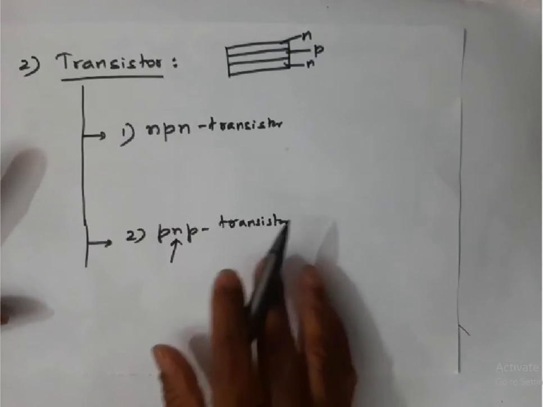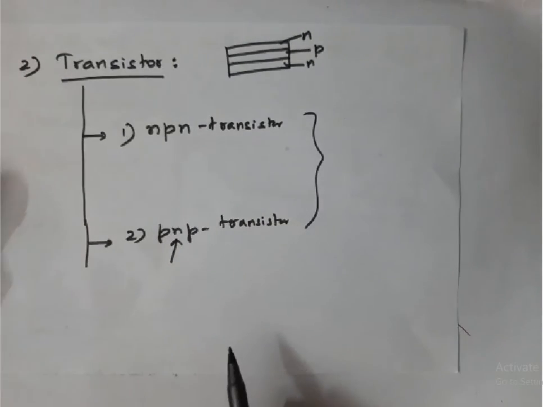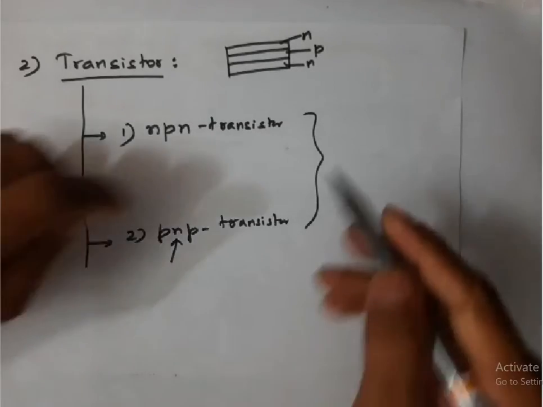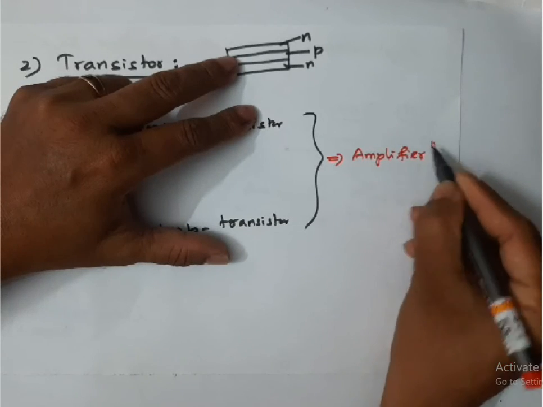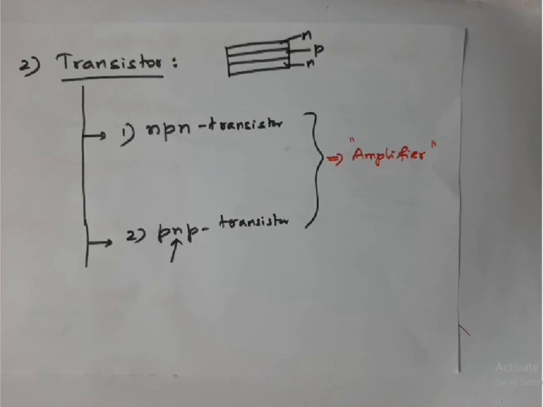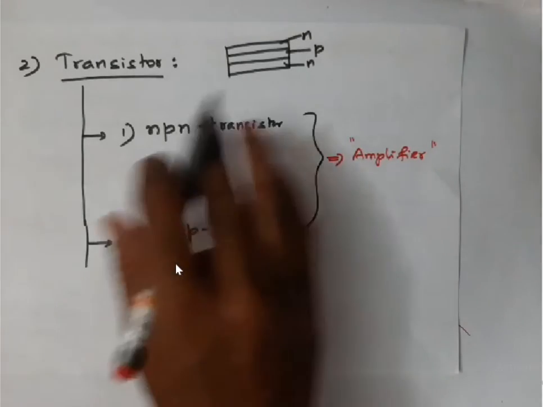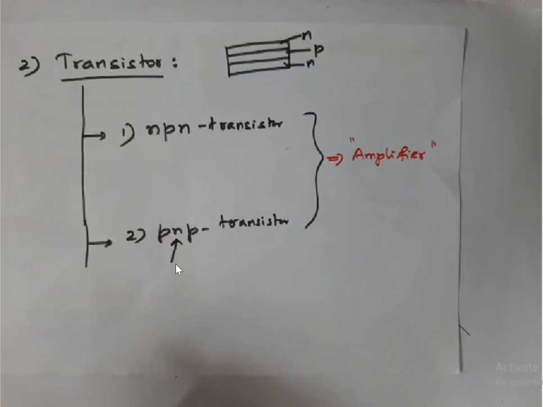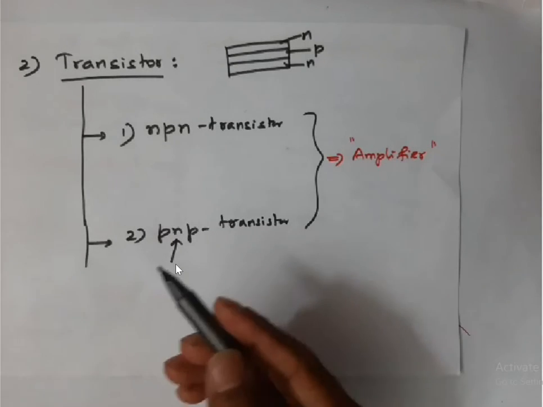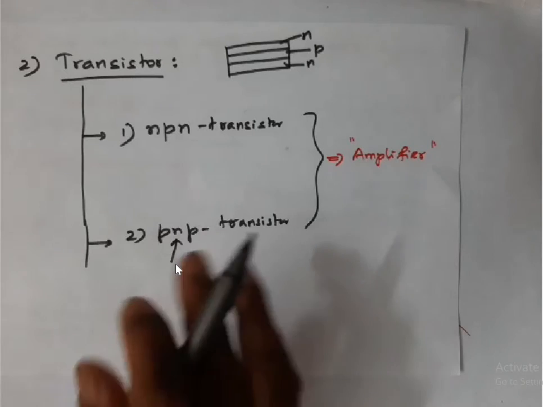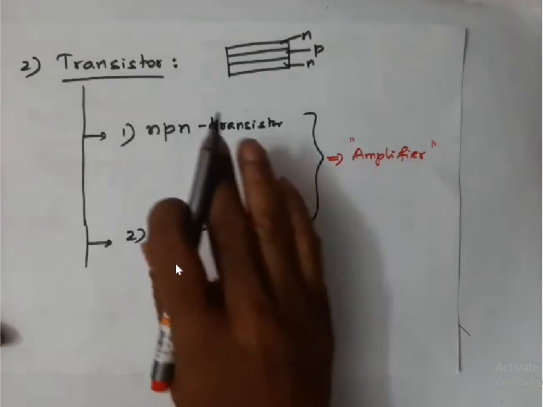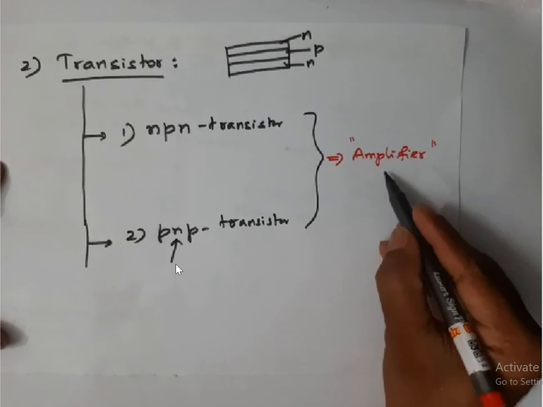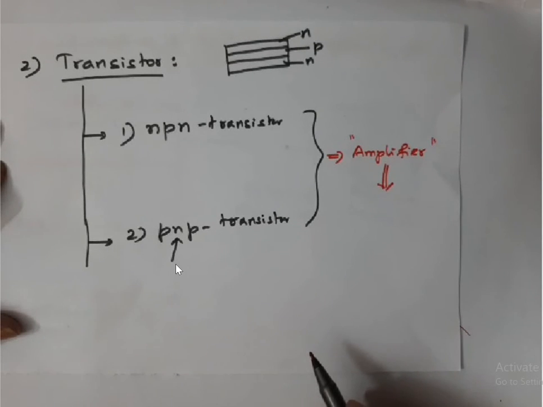So transistors consist of 3 extrinsic semiconductors and 2 junctions. What is the use of these transistors? Transistors are used as amplifiers. Nowadays we have a lot of improvement in transistors. We have field effect transistors, we have MOSFET, we have a lot of things. They have developed a lot. These are all basic things I am just giving you. Transistors act as amplifiers. What do they do? They will amplify the signal.